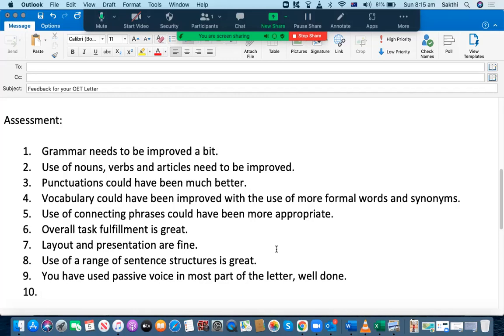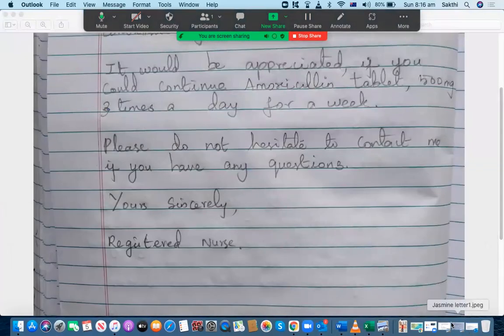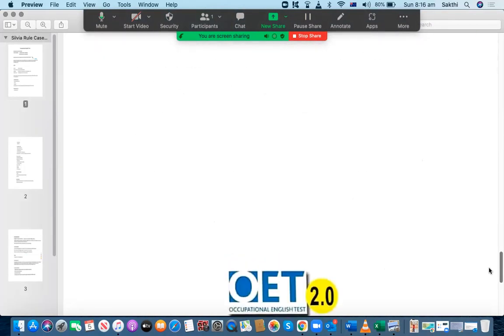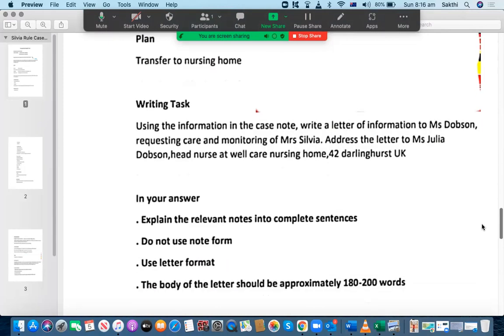Let me see if you have included all the relevant case notes or not. That's the pending thing. I'll go ahead with the case notes and try to analyze whether you have included all the relevant case notes. This is a known case, I believe, because you have already written this one. The task says: write a letter of information to Miss Dobson requesting care and monitoring of Mrs. Sylvia. Address the letter to Miss Julia Dobson, head nurse at Welker. Okay, whatever the address, that's all right.